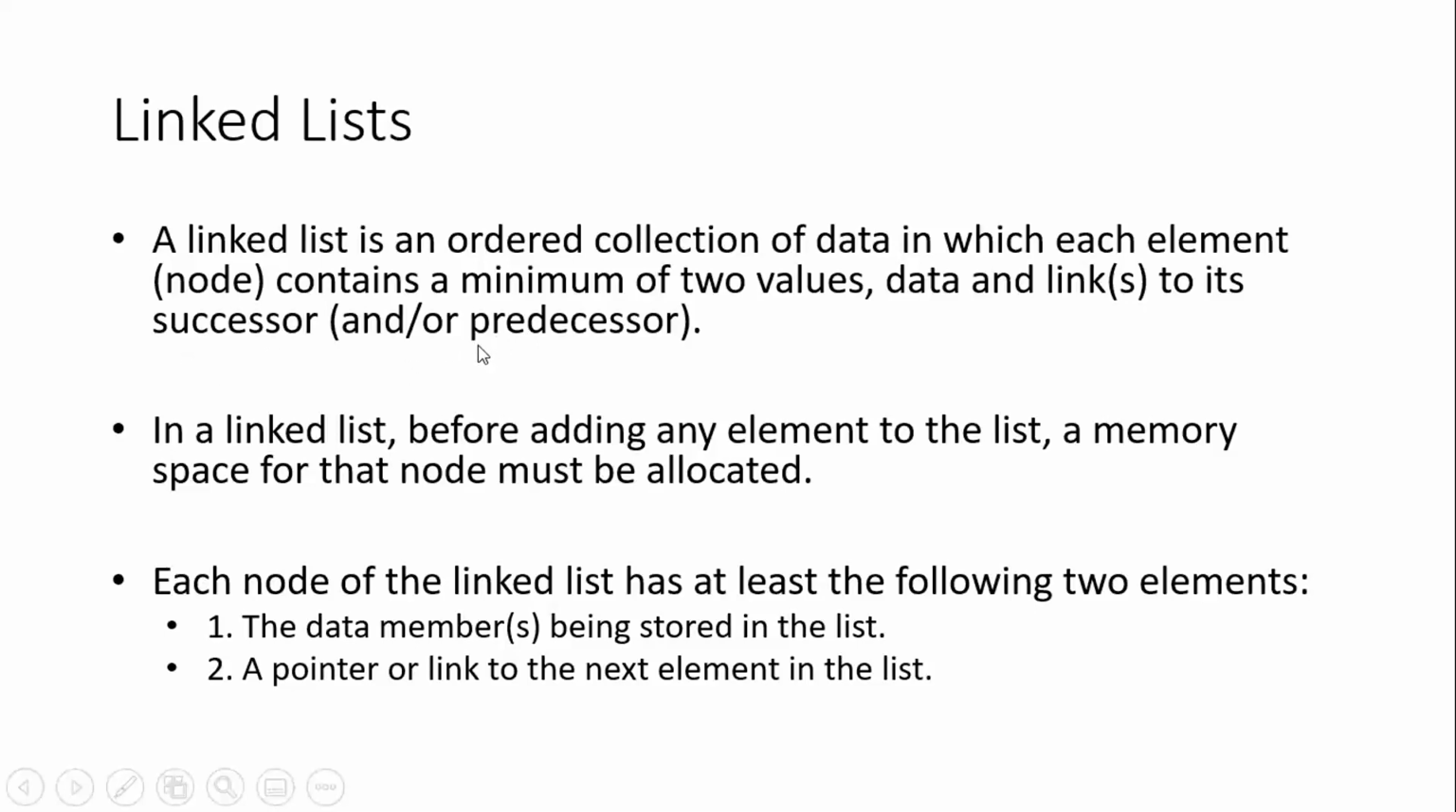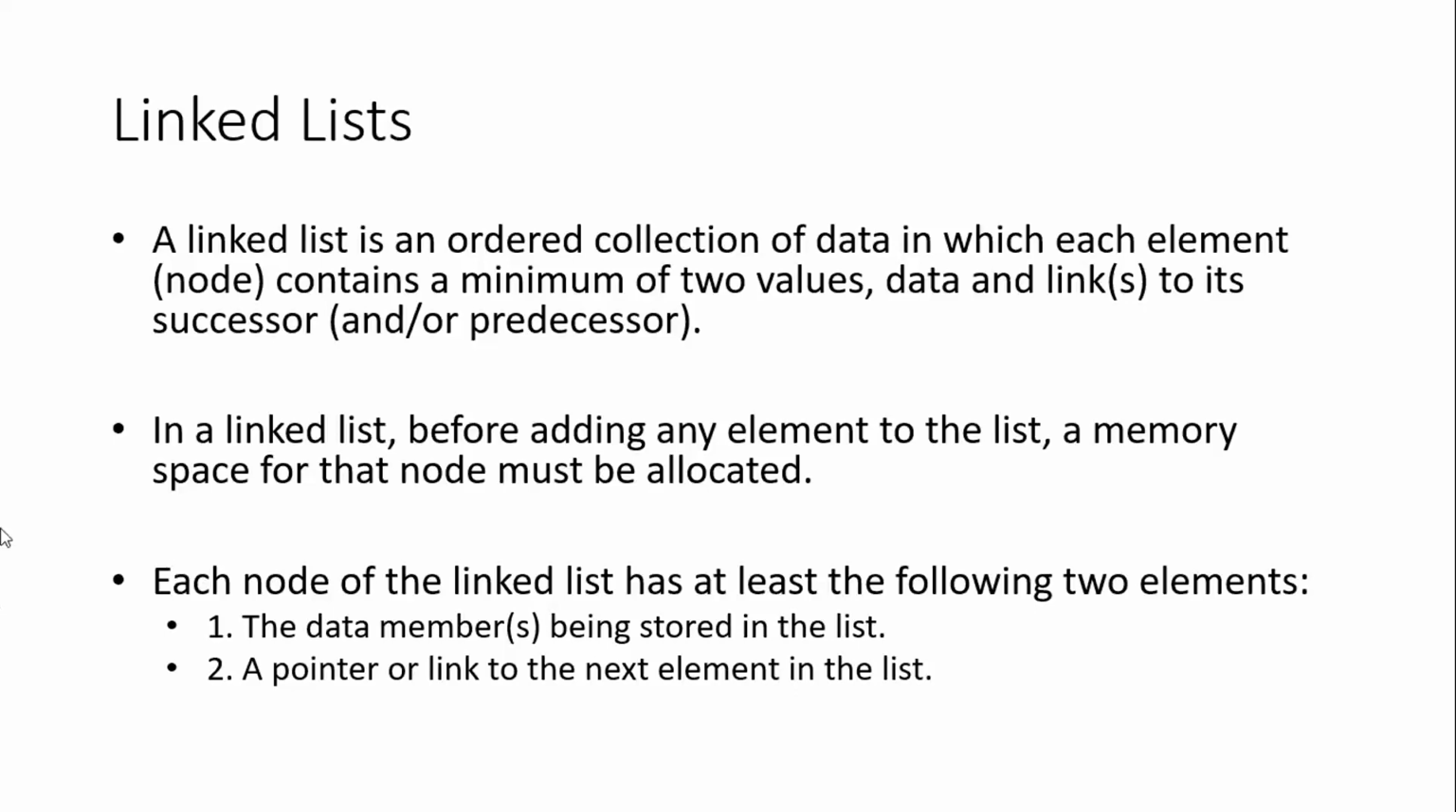Based on this successor or predecessor, there will be different kinds of linked lists and types of linked lists. The basic thing about a linked list is that it is a collection of data where an order is maintained. It is not an unordered collection, it is an ordered collection. That means after this element is going to come this element. And how are they represented? In the form of nodes. And that node will contain two things: one is data and the other one is link.